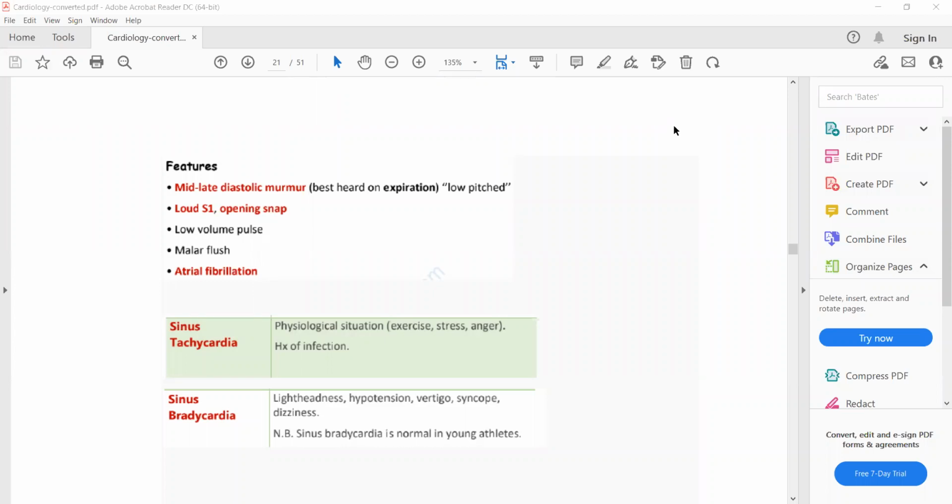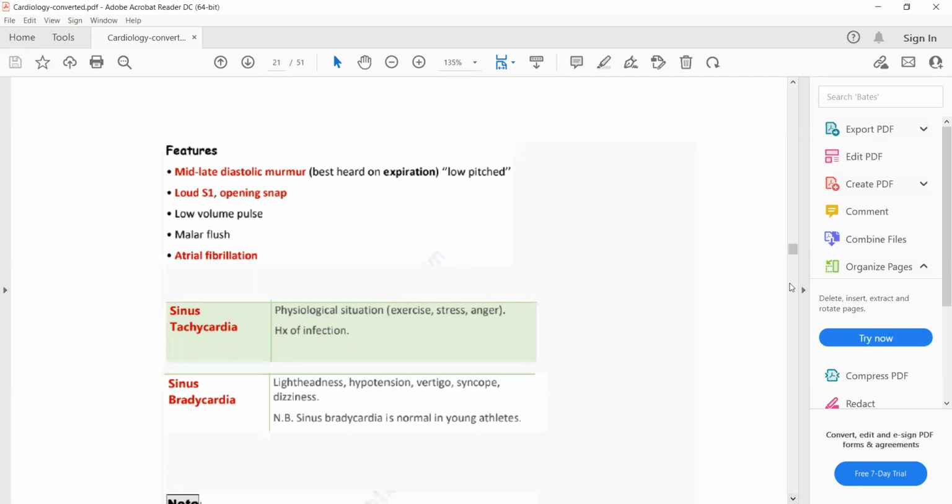So the murmur of mitral regurgitation will be heard in systole. So it will produce a pansystolic murmur. And the murmur of mitral regurgitation usually travels to the axilla.